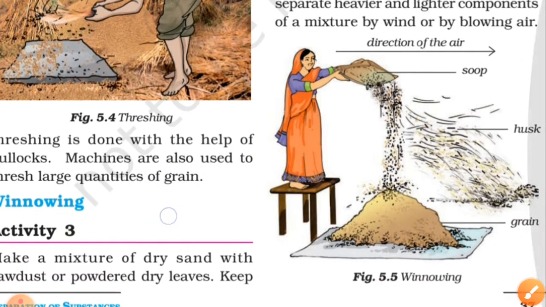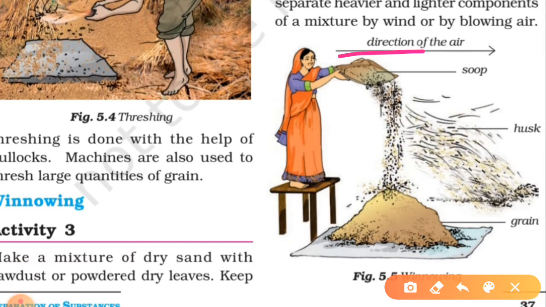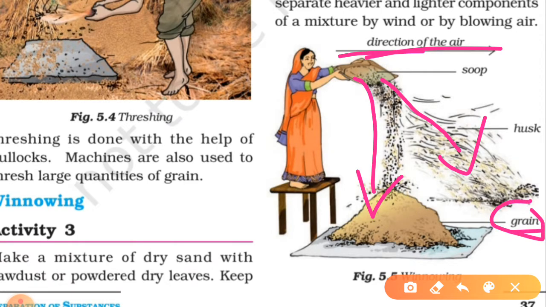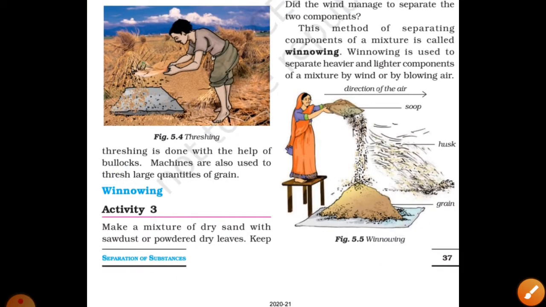Here we can see the direction of the air. You can see that the weight of the wheat is heavier than the stone and dust particles. This method is used when the weights of the substances are different. The grain drops here, and with the direction of the air, the wind lifts the husk or stone particles and they are separated. This is also used to separate a large quantity of grain.